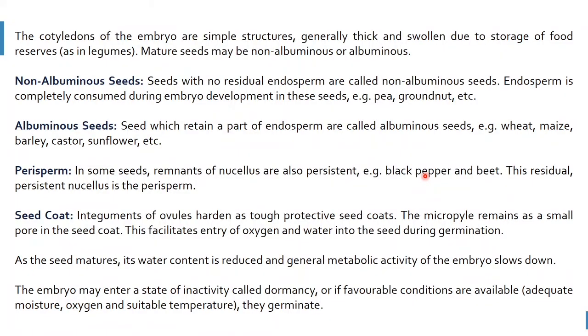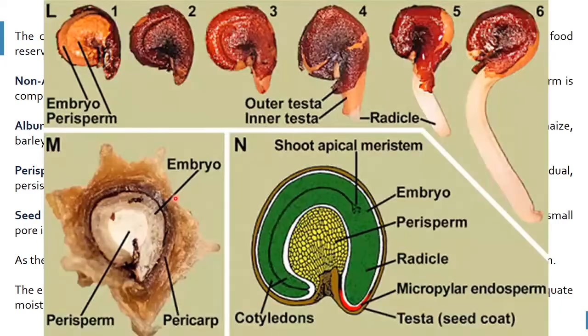Then there is a term called perisperm. Perisperm is the remnant of nucellus which is present in the seed itself, for example black pepper. The residual persistent nucellus is known as perisperm. Let's take the example of black pepper. This is the germinating seed of a black pepper. This part is the perisperm, so we cannot say that this is endosperm. This is the perisperm part, the nucellar part which remains in the seed.